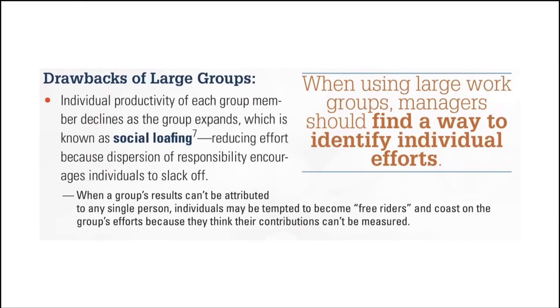Okay, so what are the drawbacks of large groups? Individual productivity of each group member declines as the group expands, which is known as social loafing. What is social loafing? Reducing effort because the dispersion of responsibility encourages individuals to slack off. Dispersion means that when we take more people into one team, one group, under that group there are also subgroups. One subgroup may have 4 to 5 members. It is expected that you voice out your opinions and ideas, pitch your ideas in order to solve the problem and achieve the goals.